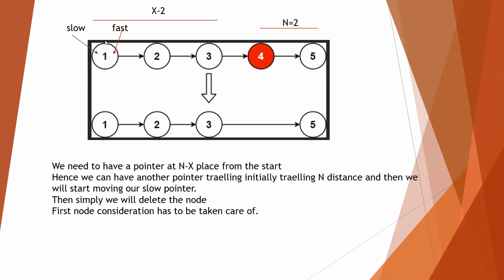So in this way we can ensure that this pointer slow takes up this position when the fast is traversing the whole linked list. So let's see the code now.